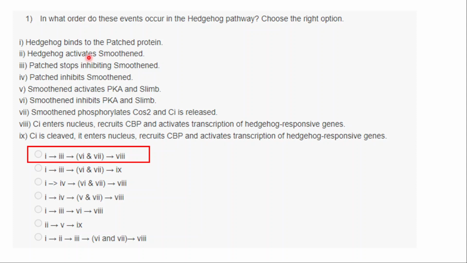Number 3 statement, patched stops inhibiting smoothened. So smoothened is another conjugate protein which is inhibited by patched. Then what happens? Smoothened inhibits PKA and SLIM. Smoothened also phosphorylates Cos2 and Ci is released. These are two simultaneous events followed by the final event where Ci, cubitus interruptus, enters nucleus, recruits CBP, activates transcription of hedgehog responsive genes. So this is the correct order of hedgehog pathway and Ajay has answered correctly.